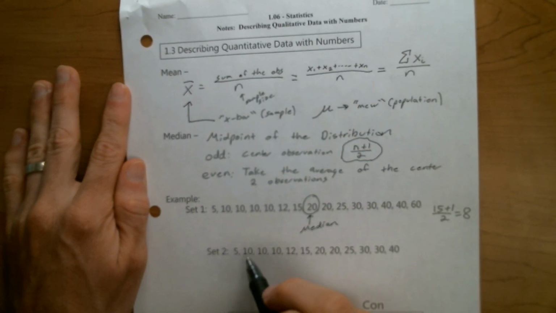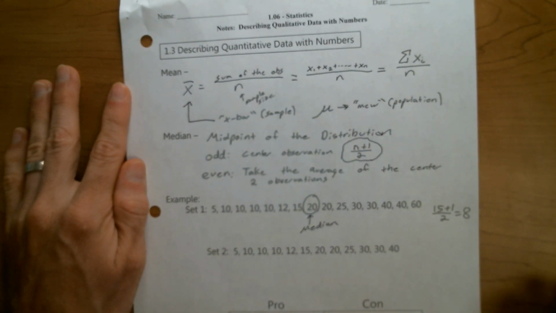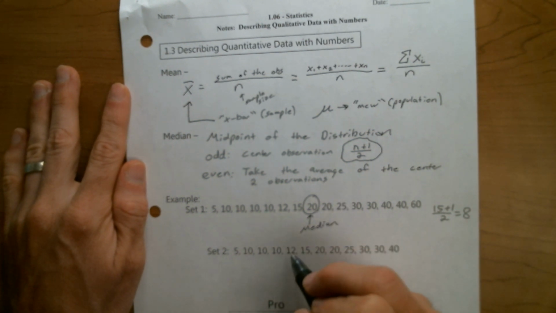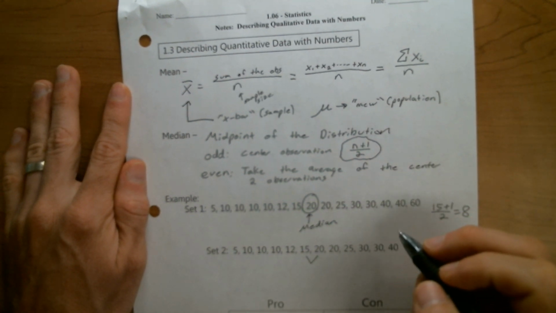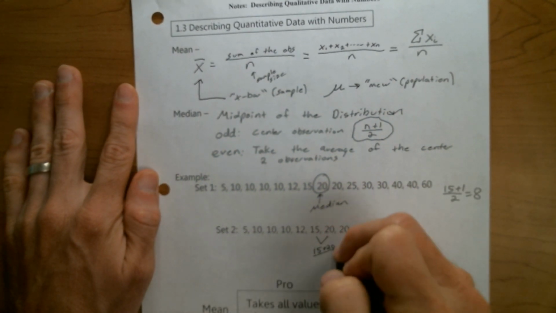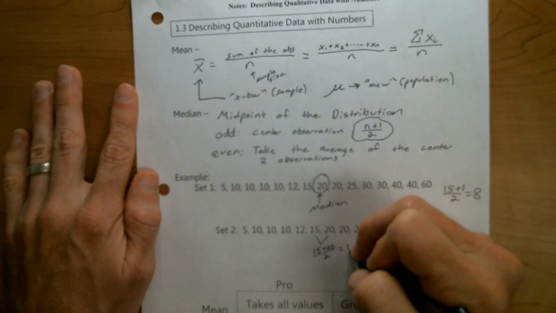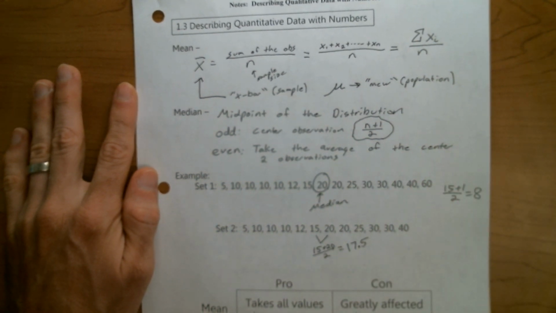All right, on this one, I have 1, 2, 3, 4, 5, 6, 7, 8, 9, 10, 11, 12. So that tells me that the middle is going to be between 6 and 7. So 1, 2, 3, 4, 5, 6. So the middle is actually between these two observations. So because it's between those two, I just do 15 plus 20, divide by 2, and that will give me 17.5. All right, just a quick example there to make sure there's no confusion about any of that.